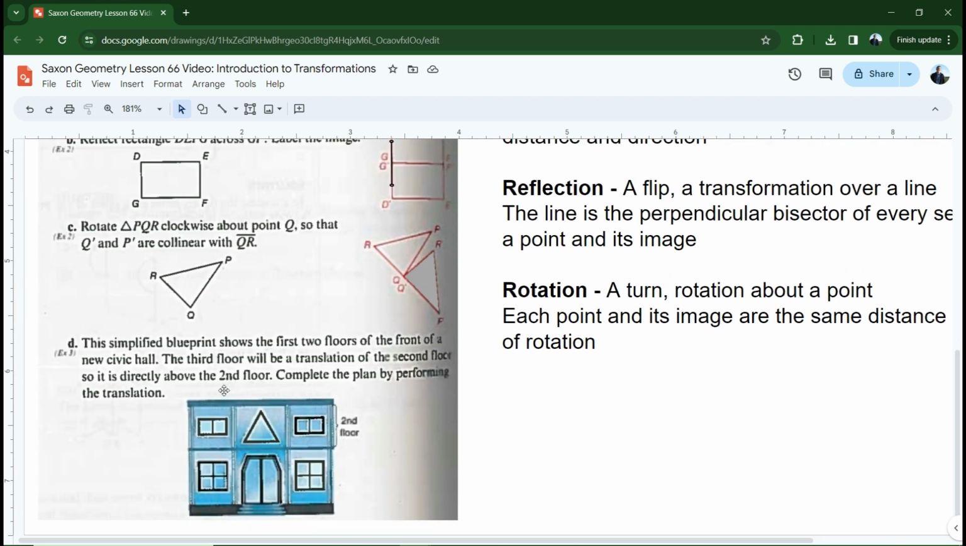All right, now let's look at letter D. This simplified blueprint shows the first two floors of the front of a new civic hall. The third floor will be a translation of the second floor, so it's directly above the second floor. Complete the plan by performing the translation. Now, what are the important parts of this figure?